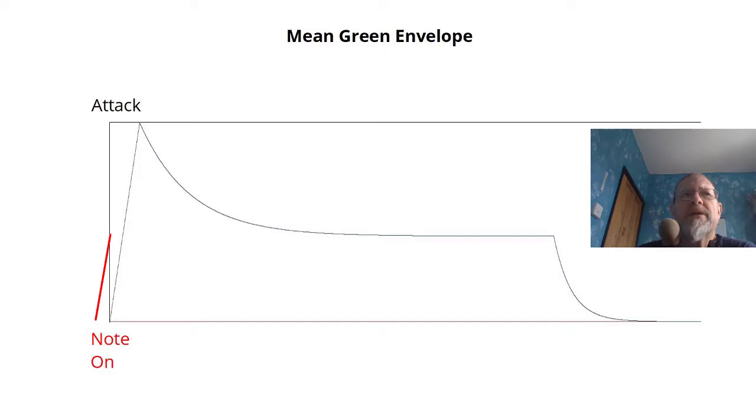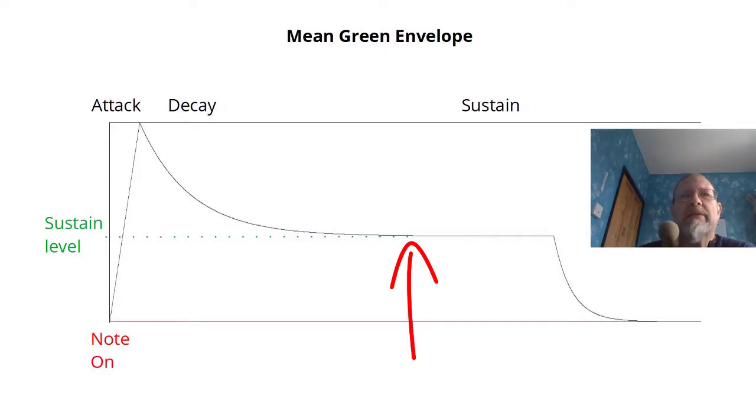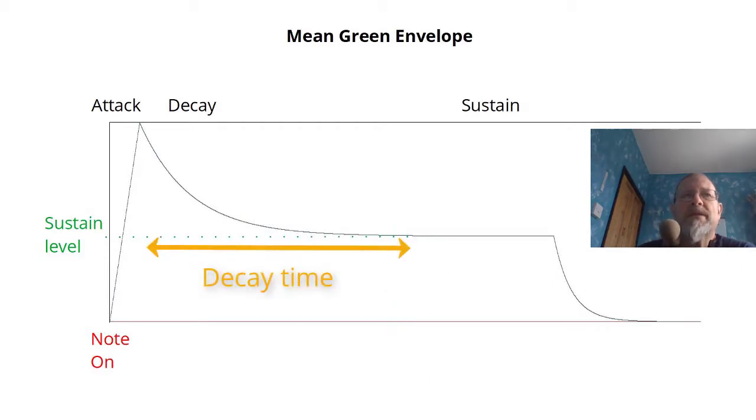We're going to use a linear attack as this is easy to implement and I find it works absolutely fine. When the attack reaches the maximum value, we enter the decay phase. Here the envelope decays exponentially towards the sustain level. There is no actual defined sustain phase, however the envelope will have decayed to near enough the sustain level after a certain time. This time depends on the decay rate and is what we take to be the decay time.